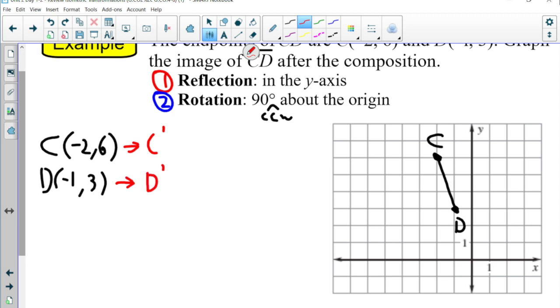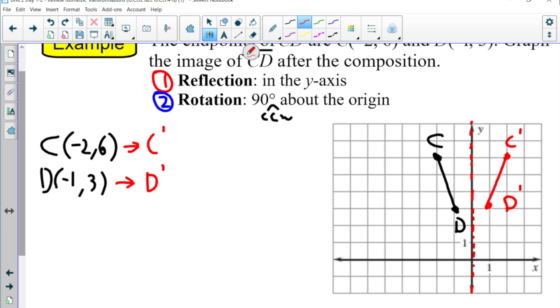Let's graph the y-axis. There's our y-axis, and we're going to flip this. We're looking at how far left and right we were, and we're going to flip it. So C was 2 to the left of that y-axis. Instead of going 2 to the left, flip it, go 2 to the right, C prime. D was 1 to the left, so now it's going to flip, go 1 to the right, D prime.